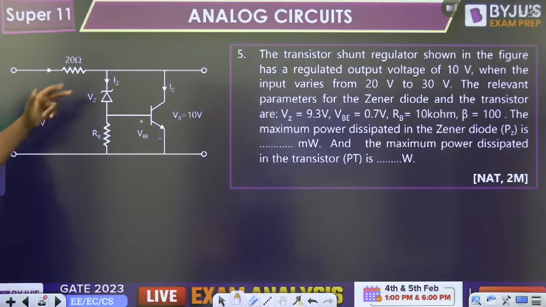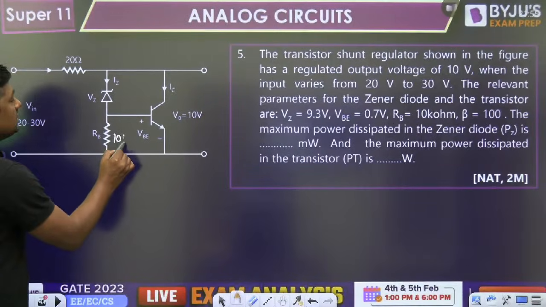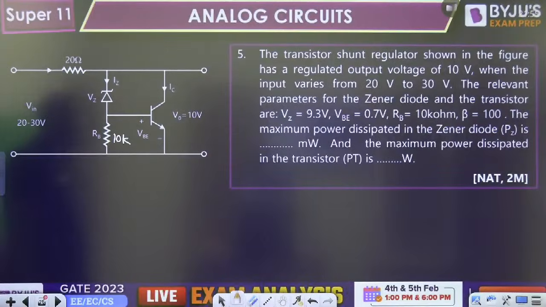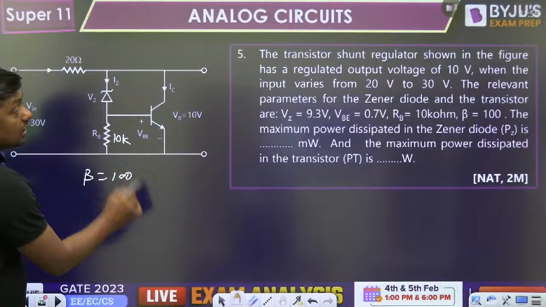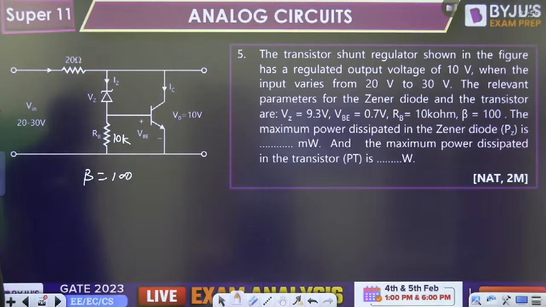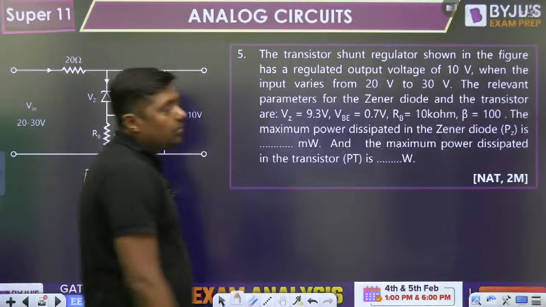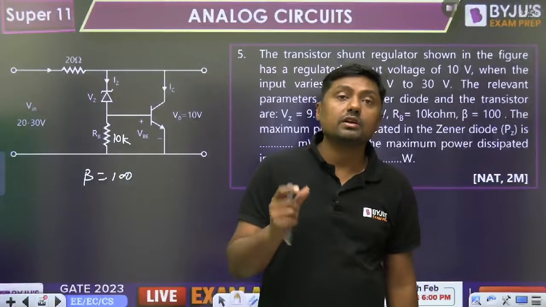Vz is given as 9.3 volt, Vb is given as 0.7 volt, Rb is given as 10 kilo ohm, and beta for the transistor is given as 100. Find the maximum power dissipated in the Zener diode and the maximum power dissipated in the transistor. What is the value of the power dissipation across the Zener diode and transistor?